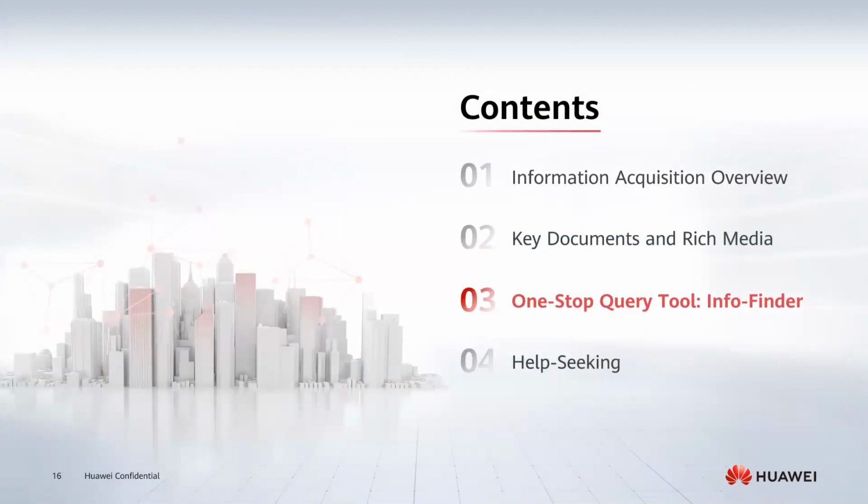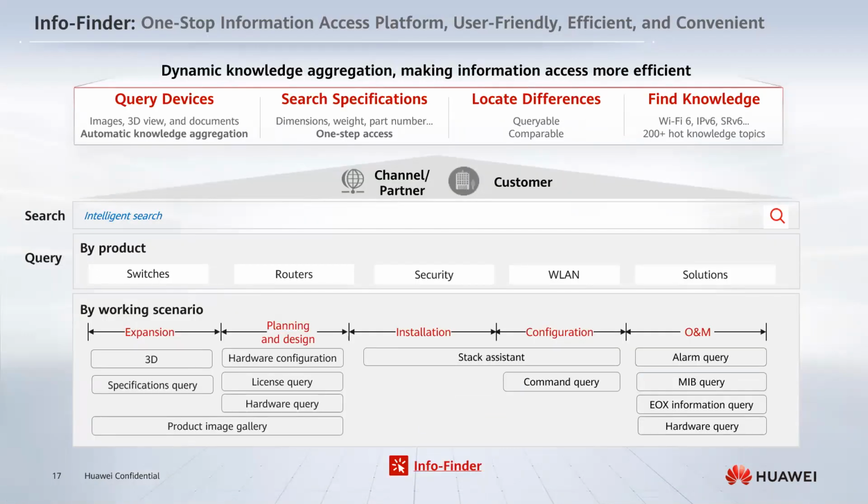So now let's move to the third part, the one-stop query tool, InfoFinder. InfoFinder is not only a search engine, but a user-friendly, efficient, and convenient one-stop information access platform. With it, you can quickly get information of devices, especially the specifications of devices that you may be most concerned about. Okay, so now let's take a closer look at the functions of InfoFinder.